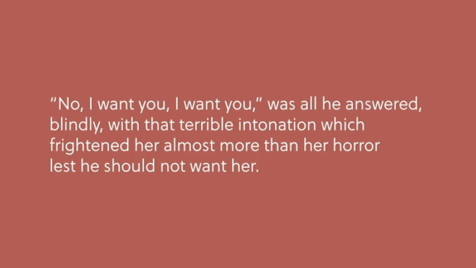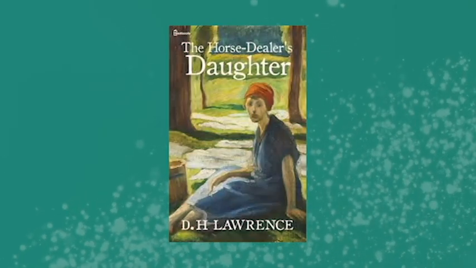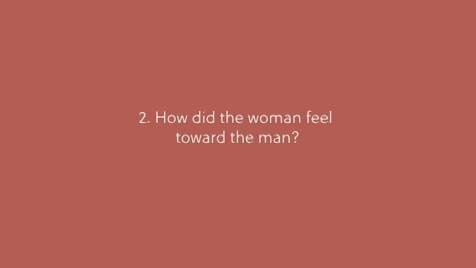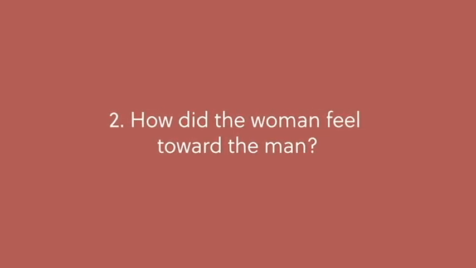That excerpt we just read is from The Horse Dealer's Daughter by D.H. Lawrence. So let's answer the questions I gave before we read the text. Number 1. How did the man feel about the woman? From the text, we can say that the man loved the woman very much. Number 2. How did the woman feel toward the man? The woman felt insecure and was doubtful of the man's love for her.